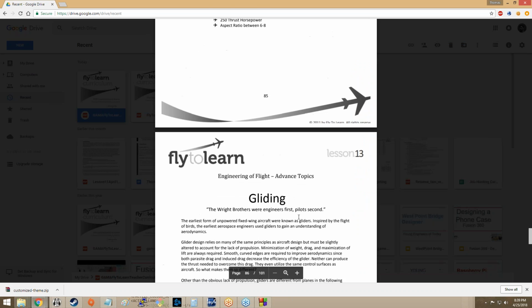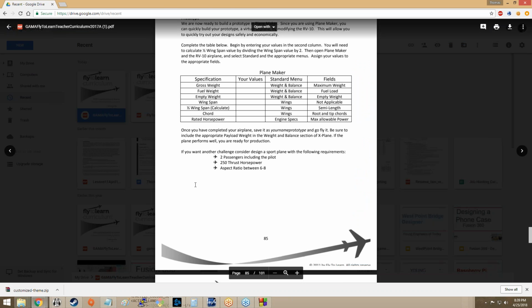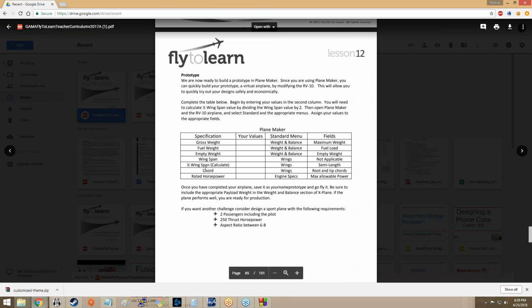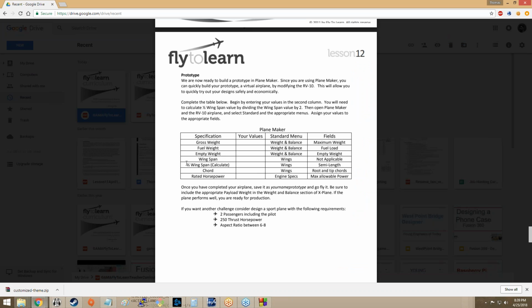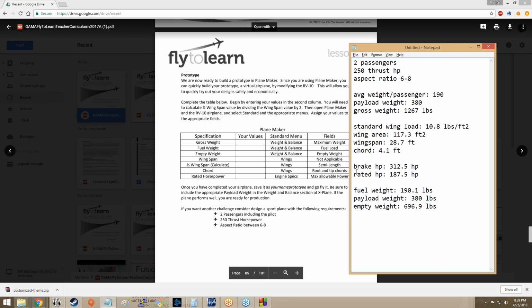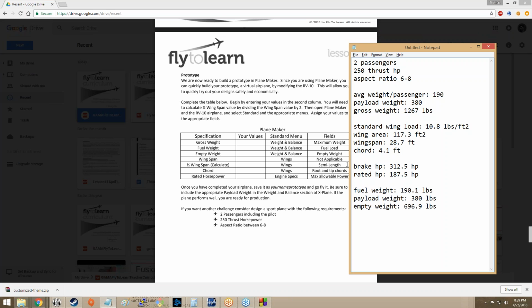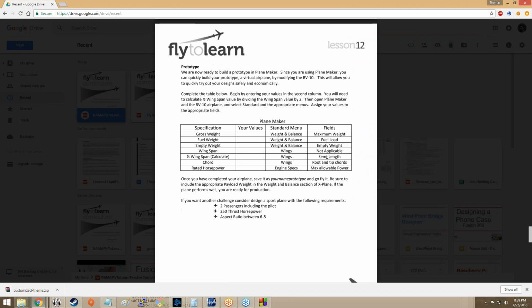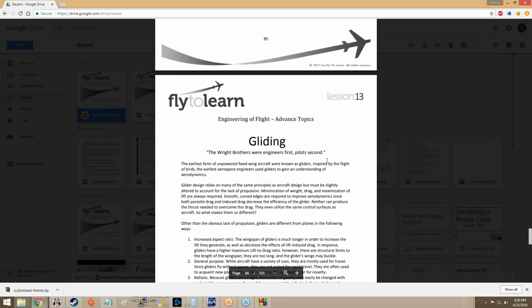Anyway, we can't calculate the range, but we've got at least the rated horsepower, we've got the chord, we've got the wingspan, we've got the empty weight, the fuel weight, and the gross weight, so that you would be able to actually input this plane into the plane design for X-Plane and generate a sport plane that you could then try and fly.